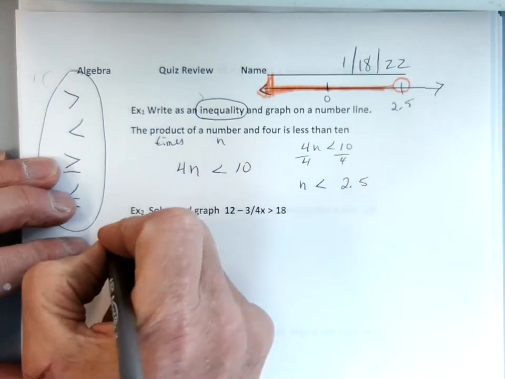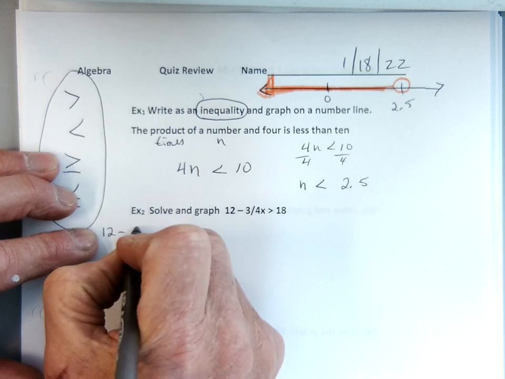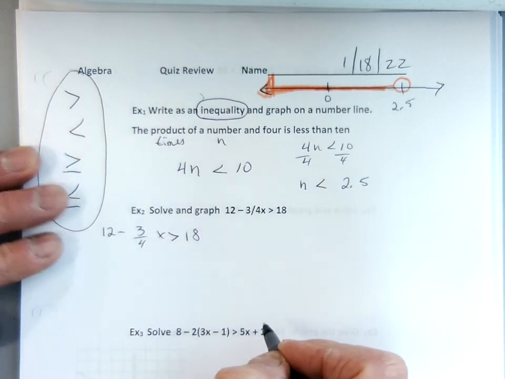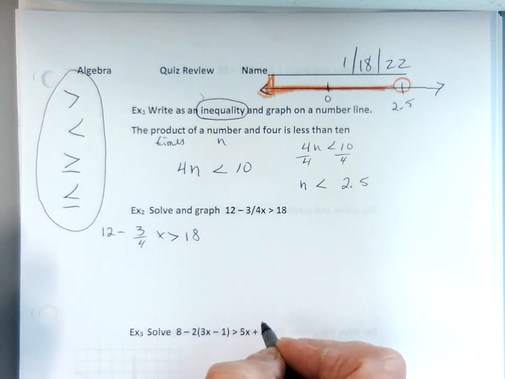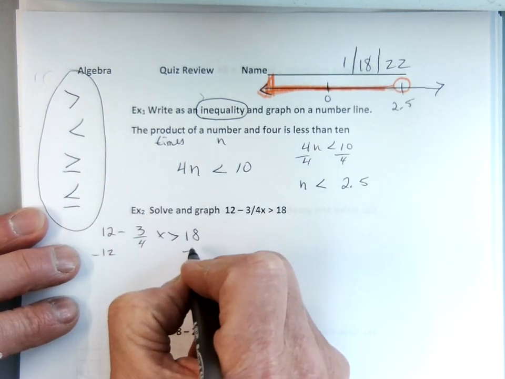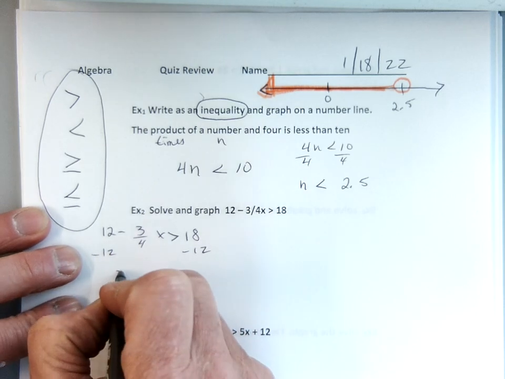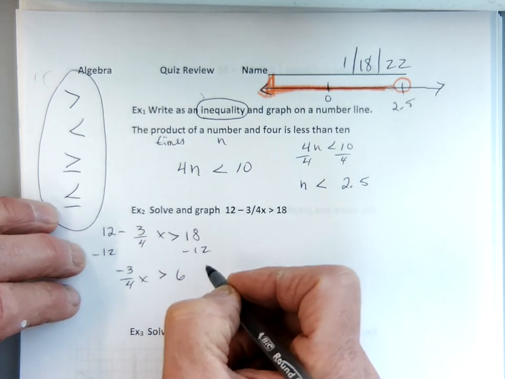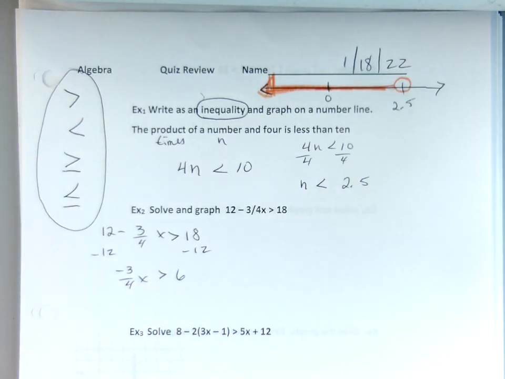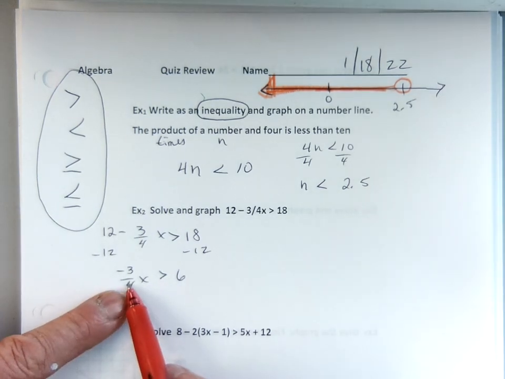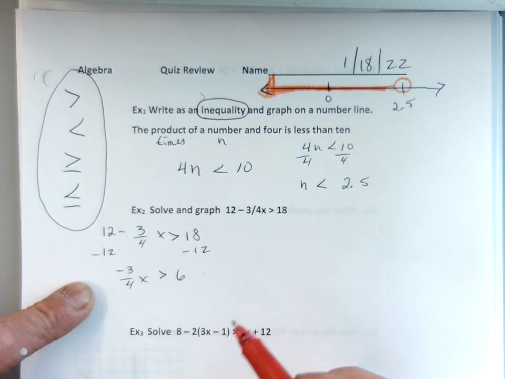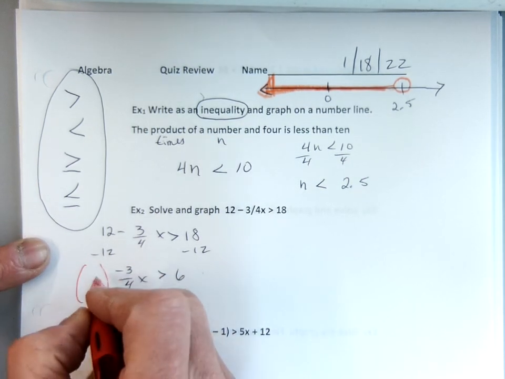Okay, number 2. 12 minus 3/4 x greater than 18, okay? So if I'm going to solve, I'm going to go minus 12, negative 3/4 x is greater than 6. Now, there are 3 different ways to do this. I like the reciprocal. This is what I like. If you want to do it in 2 steps, multiply by 4 first, and then divide by negative 3. You can. I like to just multiply by the reciprocal. It's faster for me.